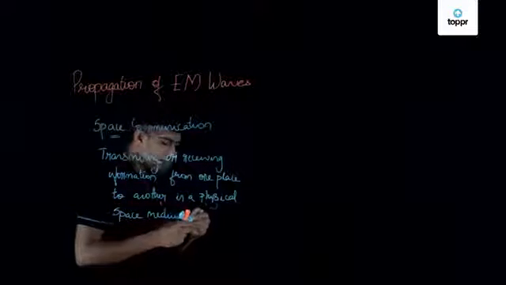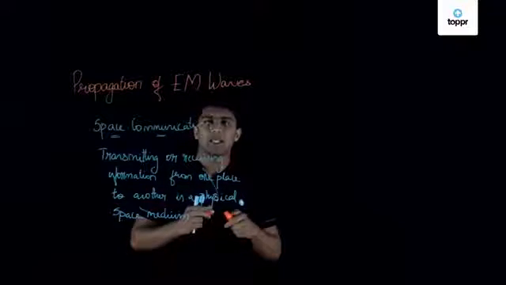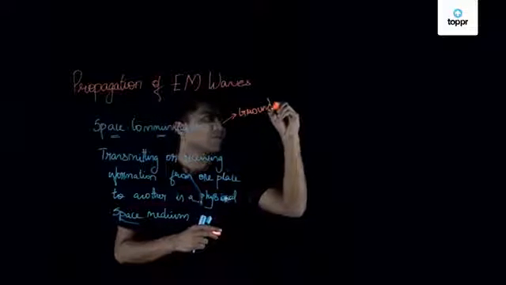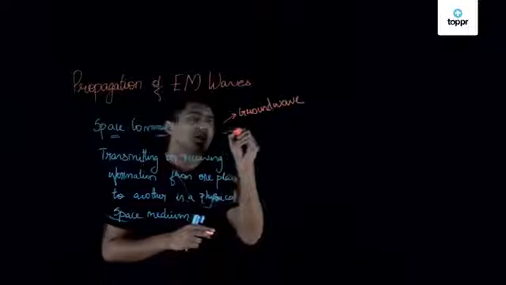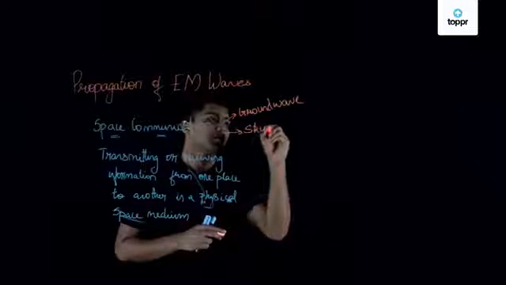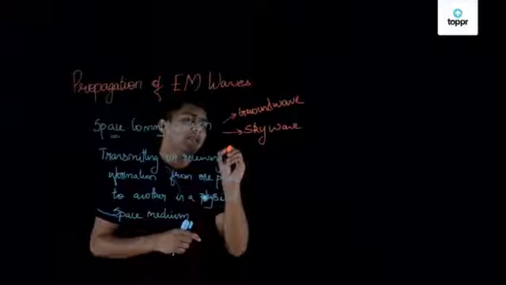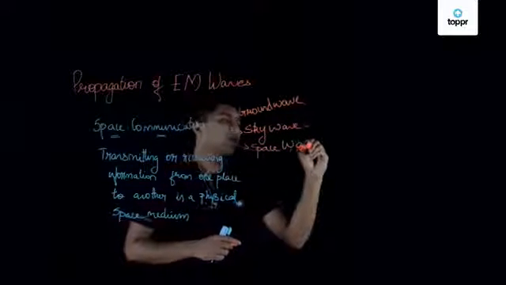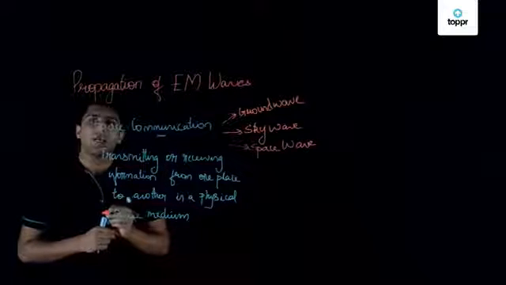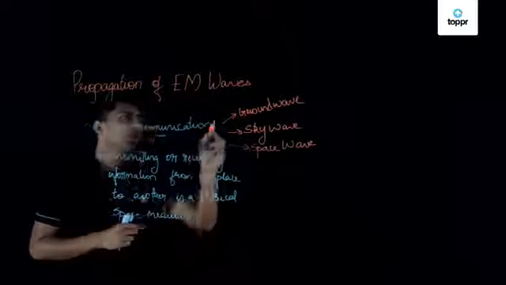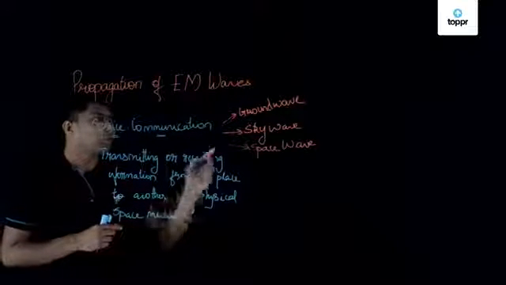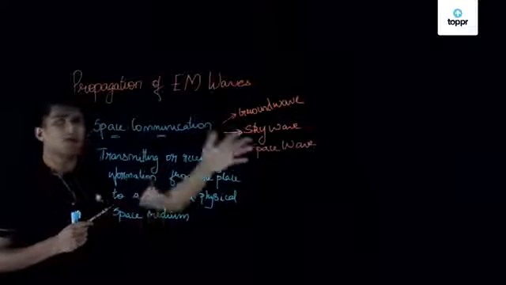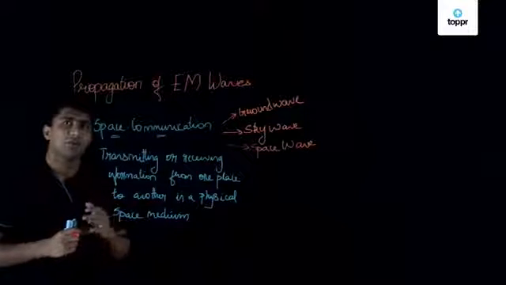This space communication can be mainly classified into three main types, that is ground wave, sky wave and space wave propagation. So we can propagate electromagnetic waves using space communication in three main different ways, that is ground wave propagation, sky wave propagation and space wave propagation. So basically these are the three main types of propagation of electromagnetic waves.